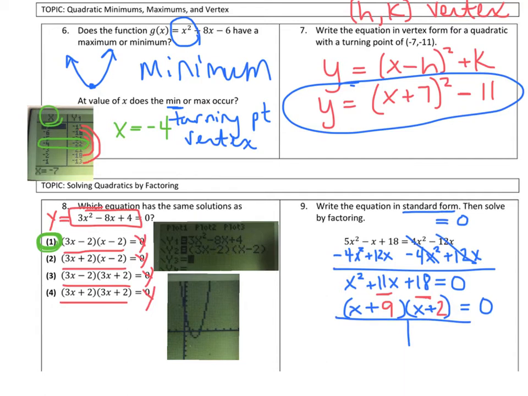So now I do my t-chart. x plus 9 equals 0, so x is equal to negative 9. x plus 2 equals 0, so x is equal to negative 2. So my two solutions are negative 9 and negative 2.